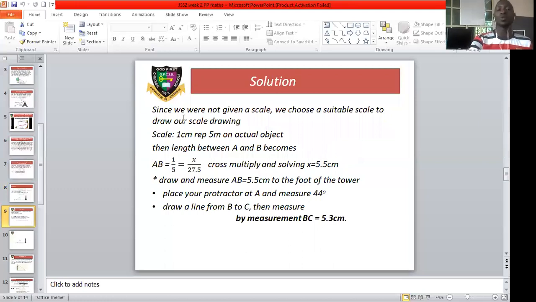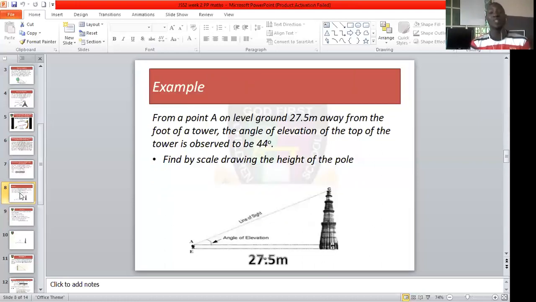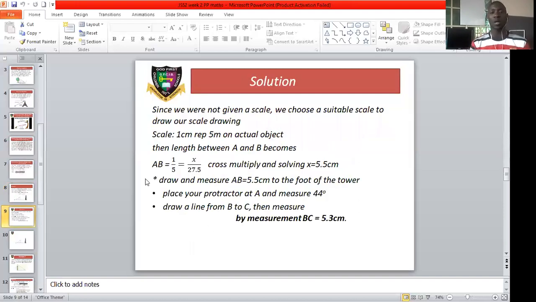So I chose the scale to be 1 centimeter to represent 5 meters on the actual object. The distance is given as 27.5 meters. If I want to draw it on a paper or sketch, I will represent 5 meters by 1 centimeter on my paper. So we take it, scale equals 1 centimeter represents 5 meters on the actual object.